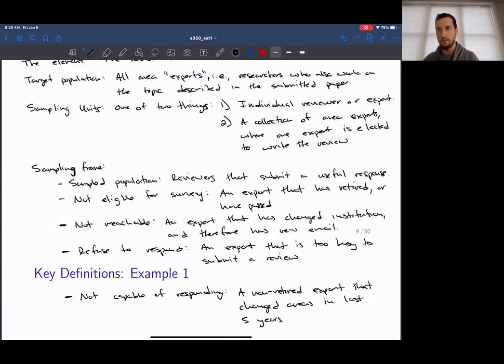Does anyone have any questions at this point about this work or what I've written? Actually, this work or what I've written, because they're the same thing.